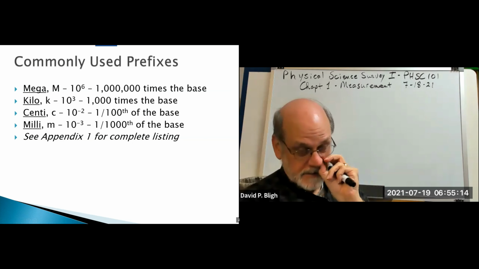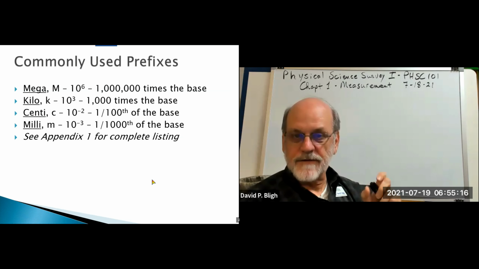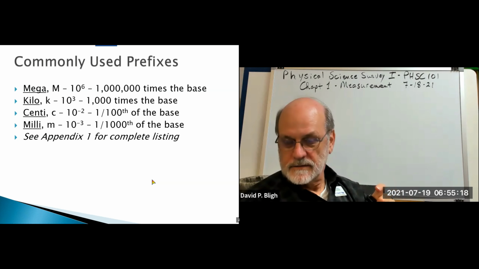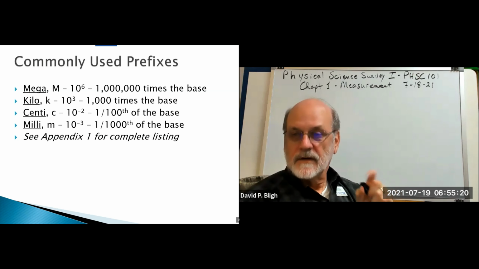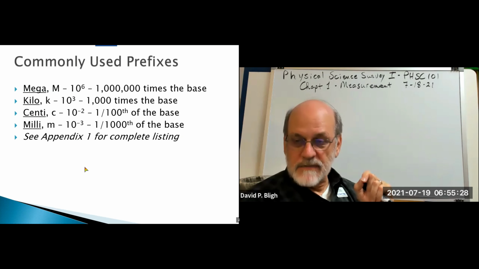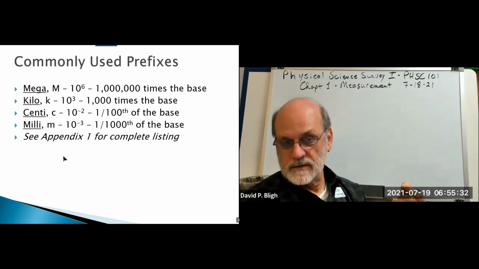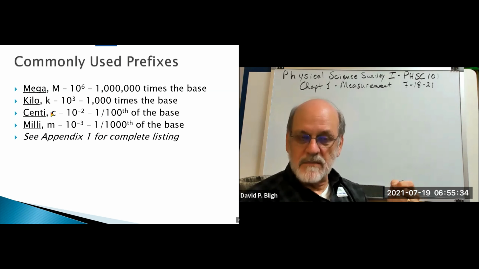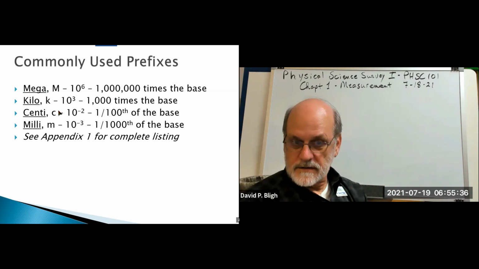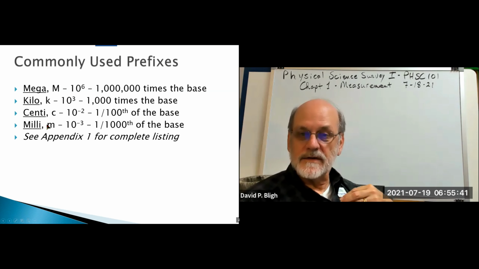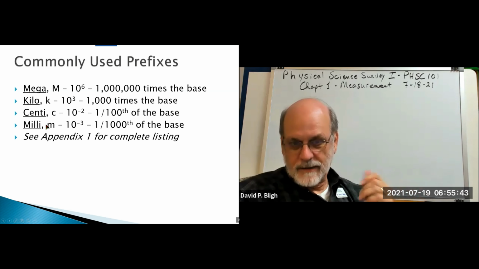Now these prefixes also help us modify base units or fundamental units so that we understand what they mean. Mega means 1,000,000 times. So a megagram is 1,000,000 grams. A kilogram is 1,000 grams. A centigram is a 100th of a gram, and a milligram is 1,000th of a gram.